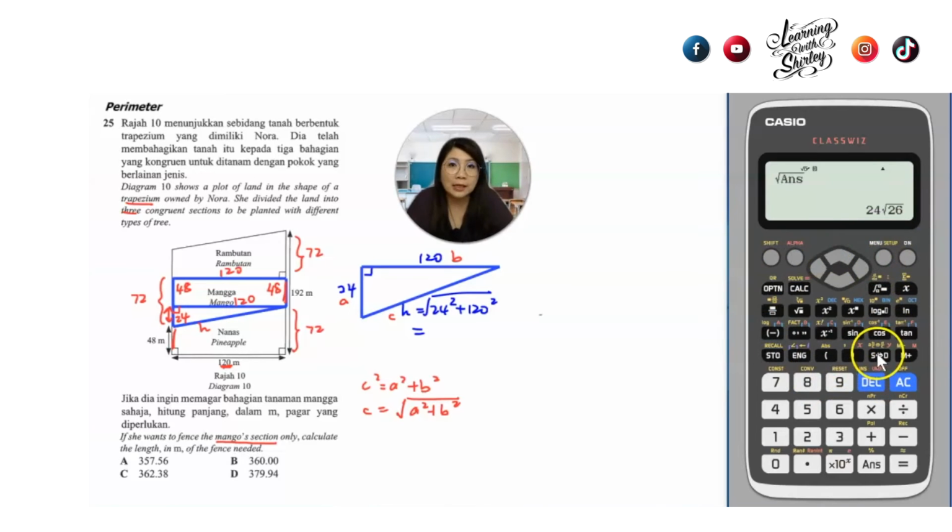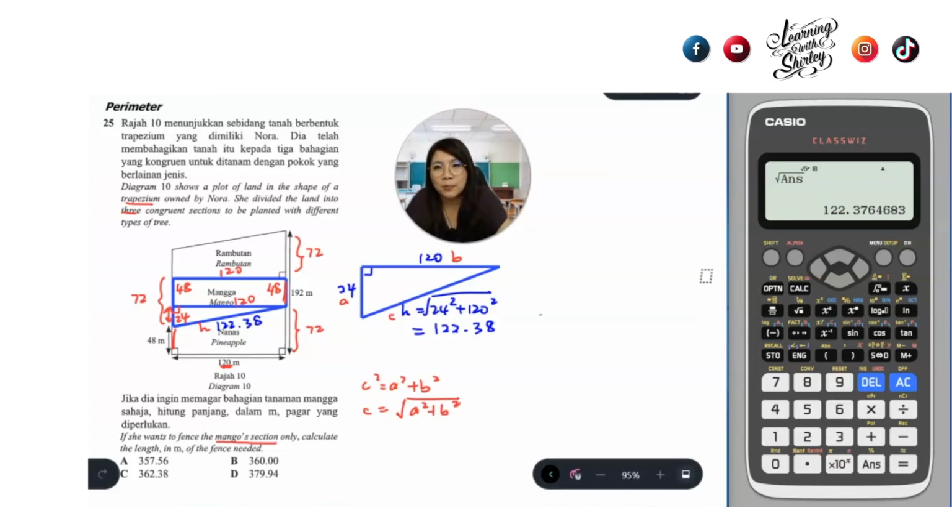So we're going to press the SD button. The SD button is above the DEL delete button. So press. Okay, so you see here, 122.38. We're going to round to 2 decimal places. So this is 122.38. Okay, so now we have all 4 sides of the trapezium.